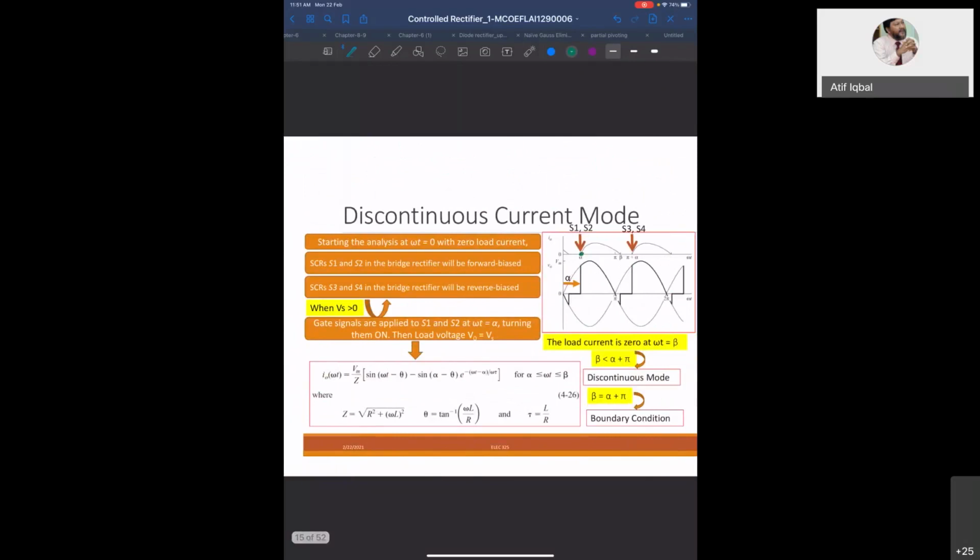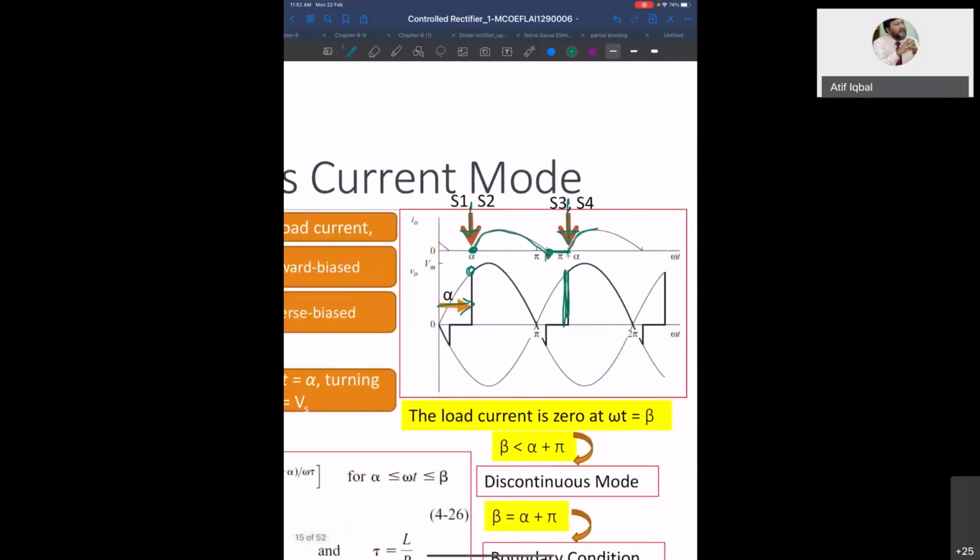So say at alpha, you trigger S1 and S2, and then at pi plus alpha, you trigger S3 and S4. Okay, you trigger like this. But due to discontinuity, the current goes to zero at beta, then it remains zero for some time, and then once again it starts flowing from pi plus alpha. This is called discontinuity.